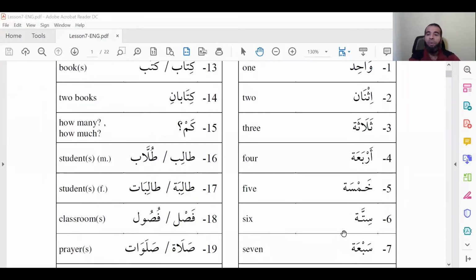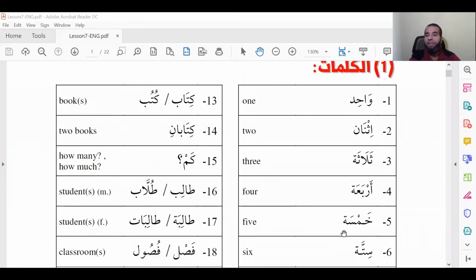So, for example, when you want to say there is 1 book in the bag, in Arabic you can say in the bag 1 book. In في bag الحقيبة. So you can say في الحقيبة كتاب. Not واحد كتاب as we said. في الحقيبة كتاب. And you can say في الحقيبة 2 books. It will be what? في الحقيبة كتابان.